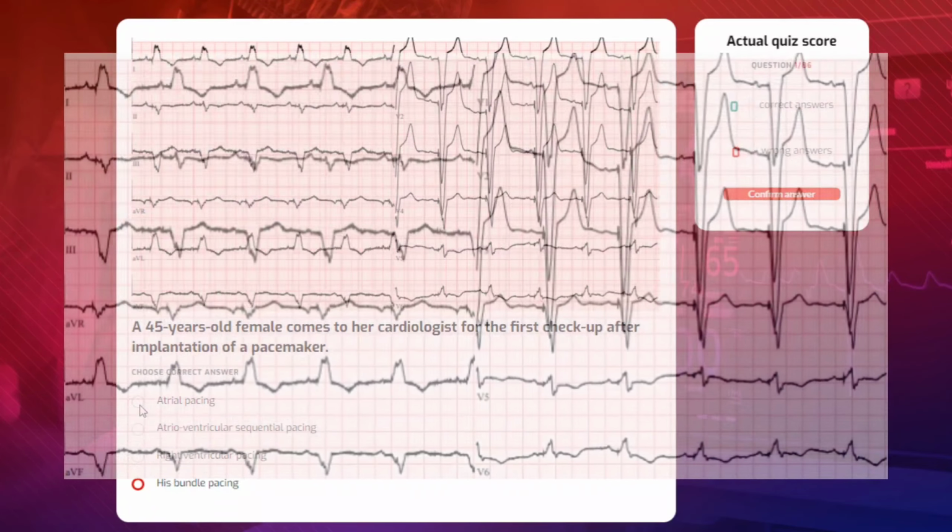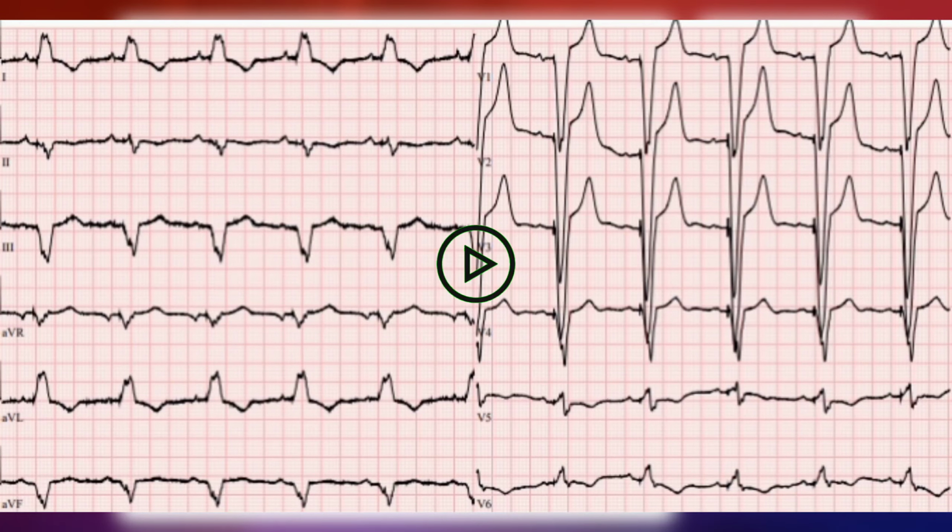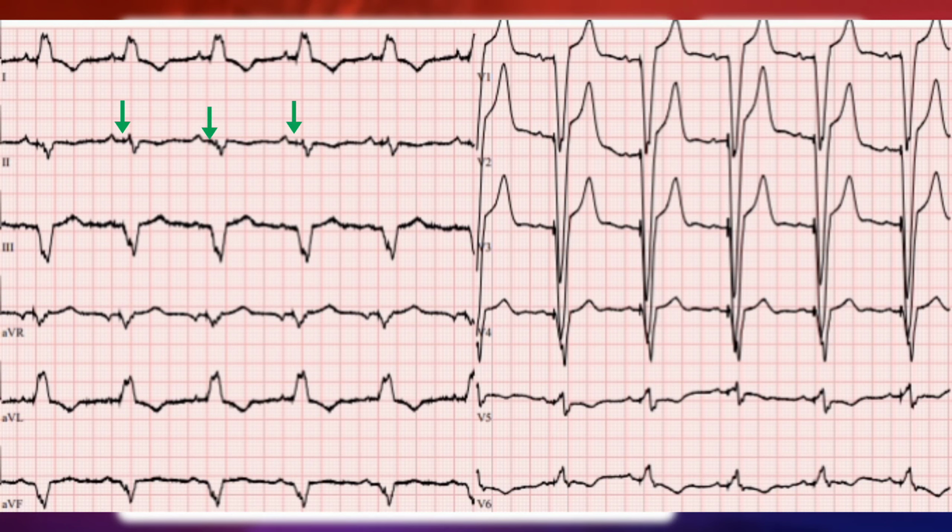Before I interpret this ECG, pause the video and try to interpret it on your own. The heart rate is 74 beats per minute. Rhythm is regular. The QRS complex is upright in lead 1 and downwards in lead 3, which shows left axis deviation. Pacing spike can be seen that precedes each QRS complex.